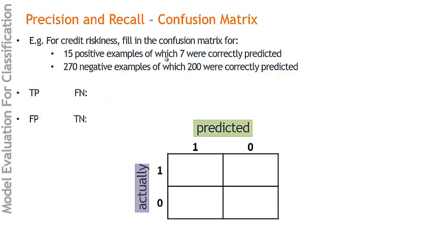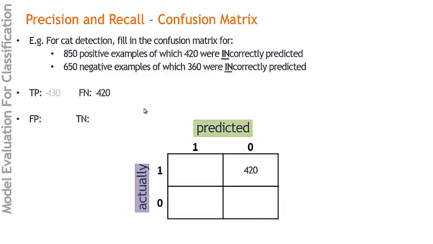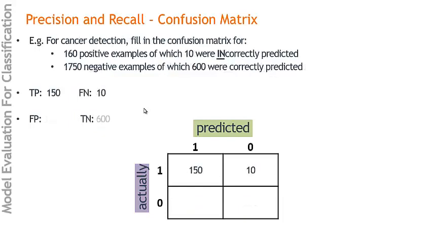And you do the same thing for any set of data. The same way here, 15 positive, 7 correctly predicted. That means in the top right, there's a 7. 15 means there's 8 left over. 270 negative examples, 200 correctly predicted. But the 200 in the lower right means there's 70 left over for the lower left. Flip through this very quickly. Same principle for these other examples.